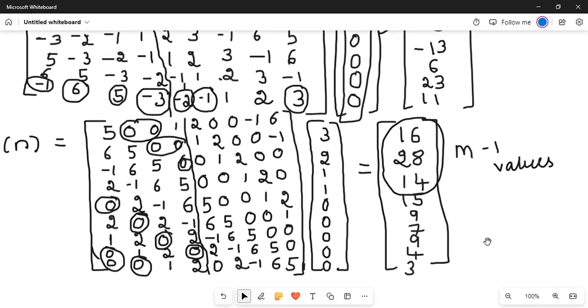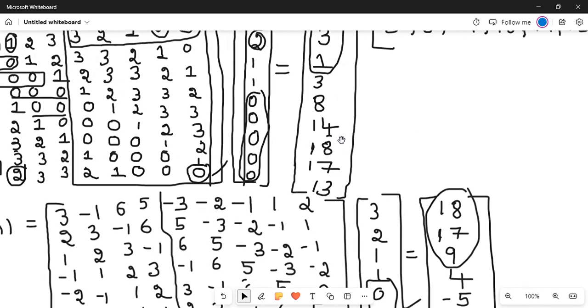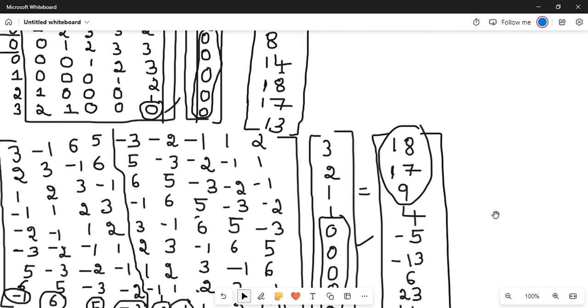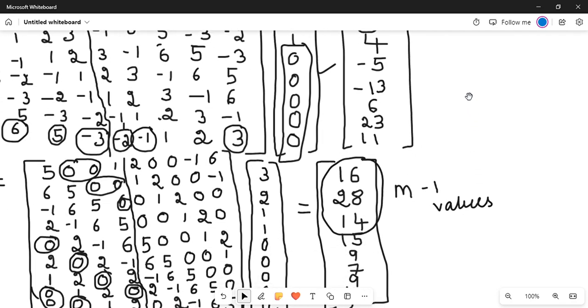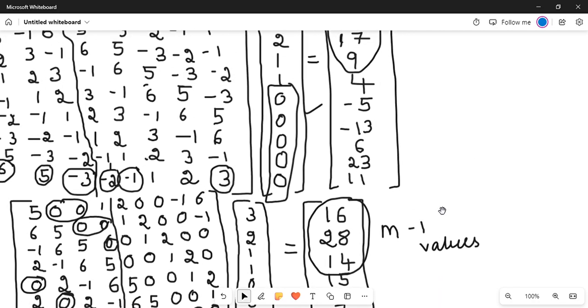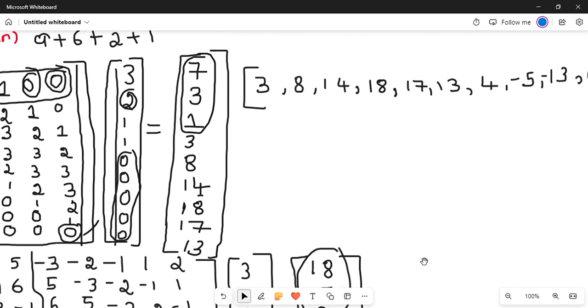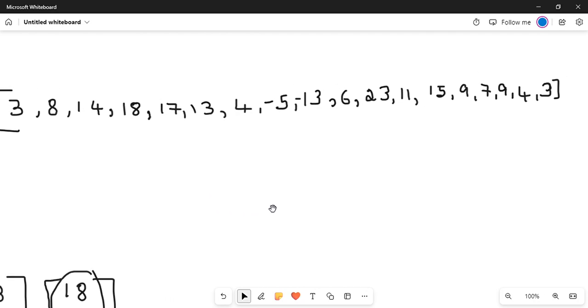After all this is done, we have to remove m minus 1 values from each and every resultant, that is y1 of n, y2 of n and y3 of n, and then write the complete resultant. So when we remove m minus 1 values from this, we are getting 3 8 14 18 17 13, and from this we get 4 minus 5 minus 13 6 23 11, and here it is 15 9 7 9 4 and 3. Fine. We are getting this particular resultant. So I guess we have already written this and this is your total y of n for this particular question, right?